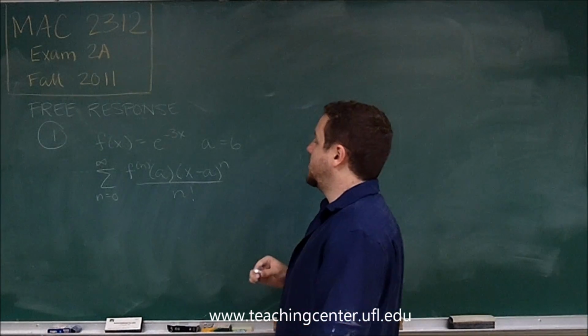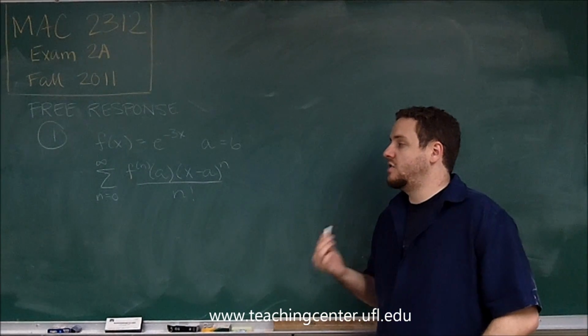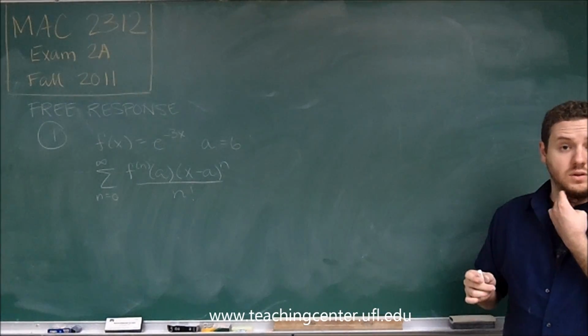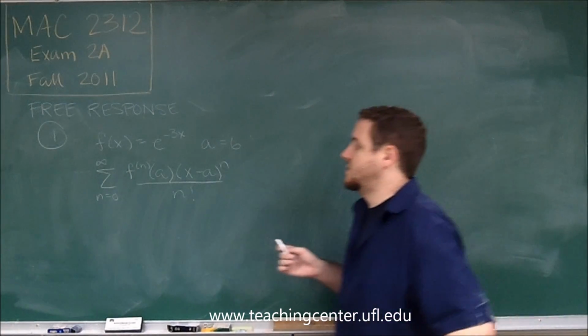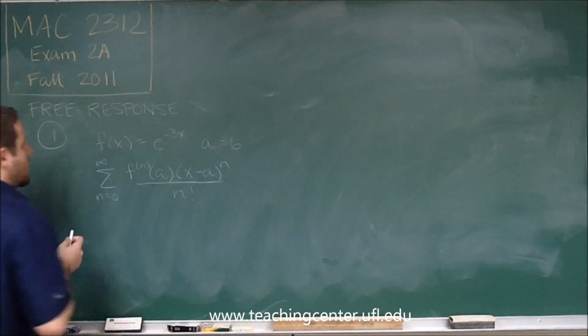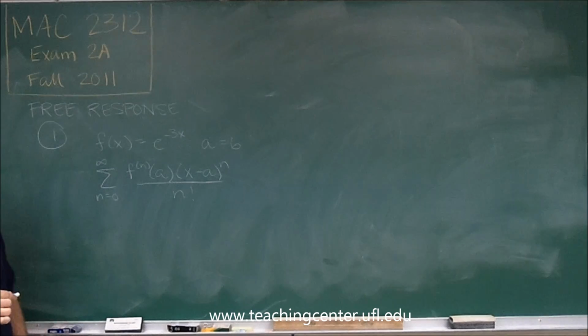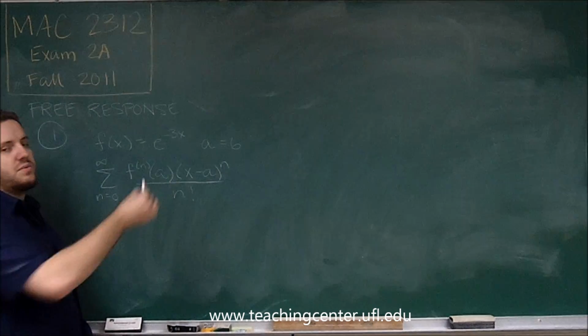Now, in general when you do these, you're going to want to write them in series notation if possible. So let's try to keep it in series notation. First, let's see what happens when you take derivatives of f of x. You can see here you have e to the negative 3x.